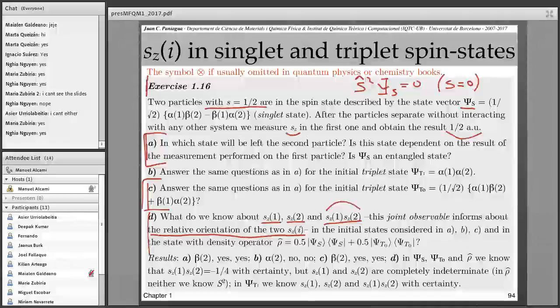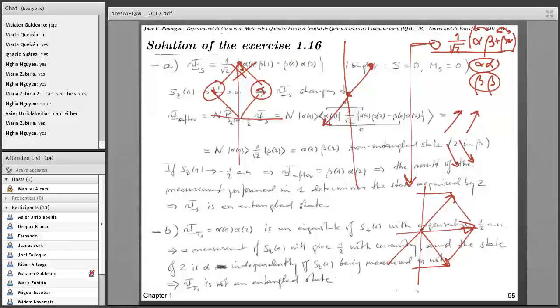What can we say about those observables in the three states, the state constituents in A, B, and C? And also in a mixture state, which is 0.5 probability for the singlet and 0.5 probability for the M0 component of the triplet. Well, let's see.